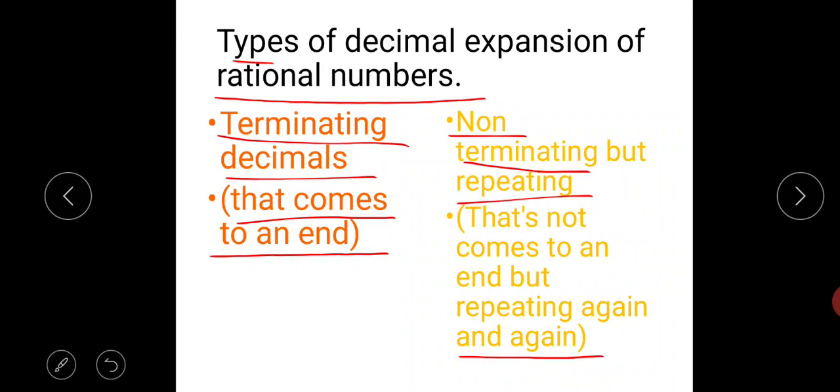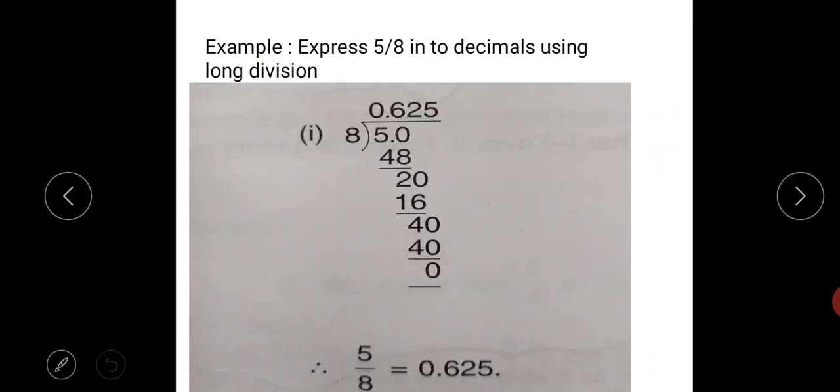We can better understand this concept with the help of an example. Express 5/8 into decimal using long division. So we divide the numerator, that is 5 by 8. Now 8 is greater than 5, so we put a point in the quotient as well as in the dividend and then add 0 to dividend. Now 8 6s are 48, then 2 0, 8 2s are 16, then 8 5s are 40.